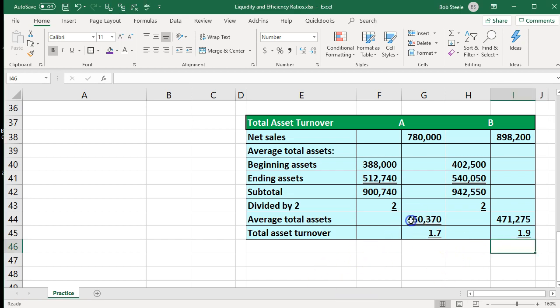This ratio is measuring how efficiently we're using our assets. So we got our net sales. This is going to be what we're earning on with our revenue, our top line on the income statement, divided by the fixed assets, the things that we're using on the balance sheet in order to generate it. And therefore, we're saying that we're getting a 1.7 return for A and a 1.9 for B. So B is looking better in this case.